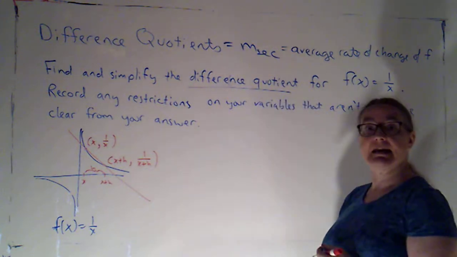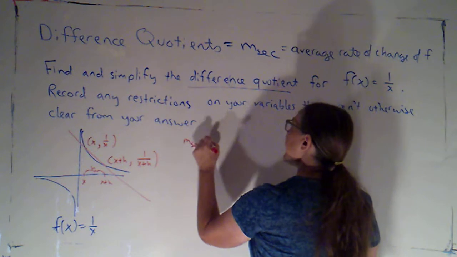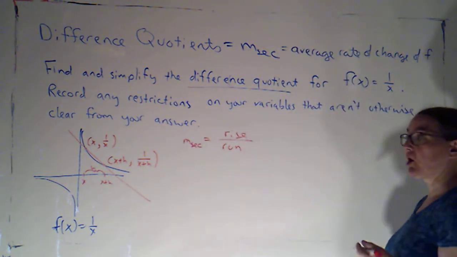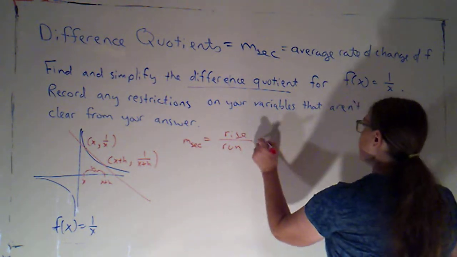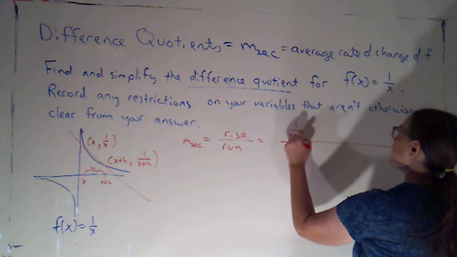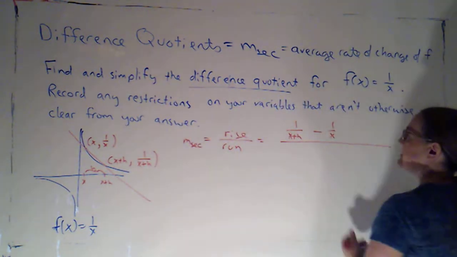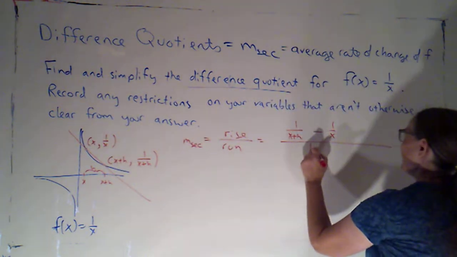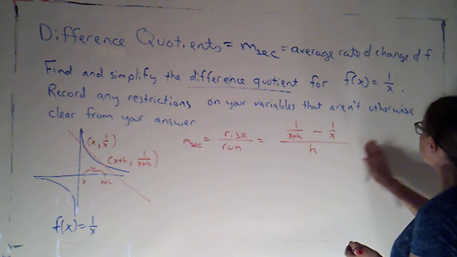And then there's my secant line. So the difference quotient is just the slope of that secant line, which is rise over run. And it's always simplest if we start with the more complicated point. So the rise is going to be this y value, 1 over x plus h, minus this y value, 1 over x. And the run is just x plus h minus x, which simplifies to h.